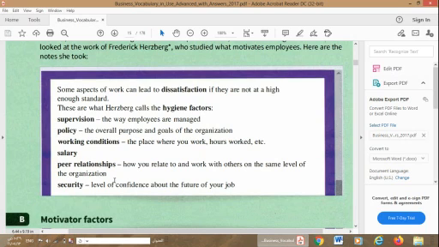هذه طبعا اللي هي أهم الهايجين فاكتورز اللي يفترض المنظمة تاخدها بعين الاعتبار, وما تكون أقل من اللي هو standard معين. Supervision, policy, working conditions, salary, peer relationships and security. Again, as we said before, the absence of these factors اللي هي hygiene factors will cause employees to work less hard, okay, and also poor hygiene factors will decrease employees' satisfaction, or it will lead to dissatisfaction.